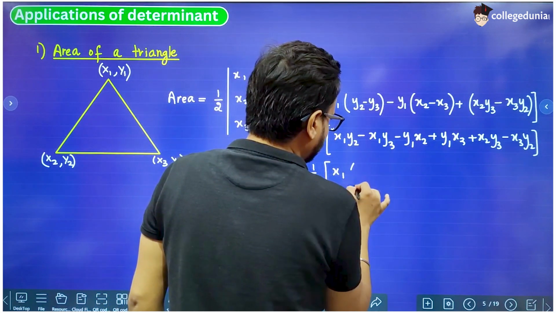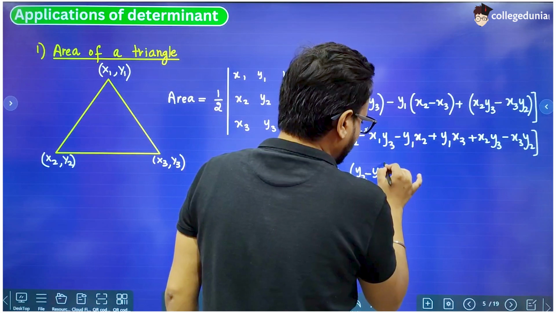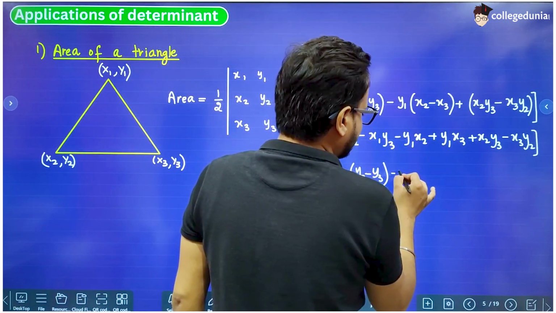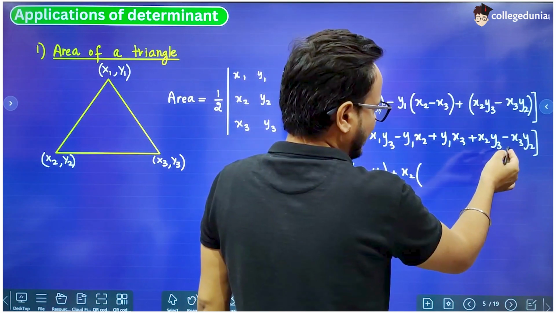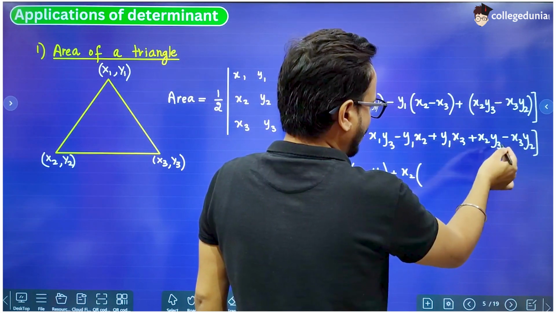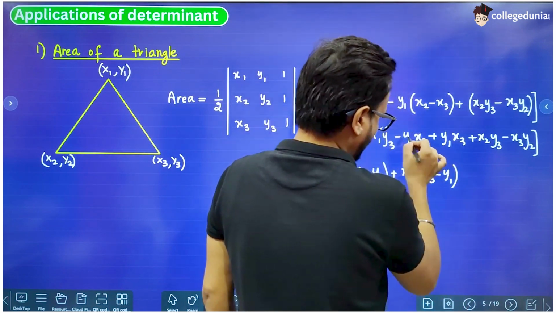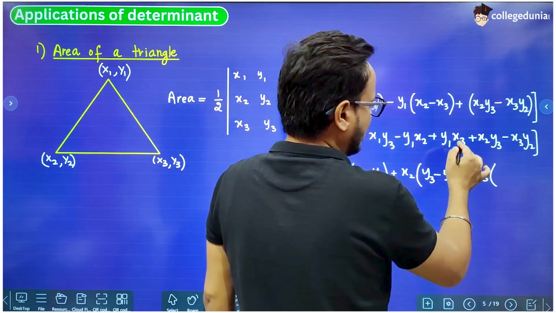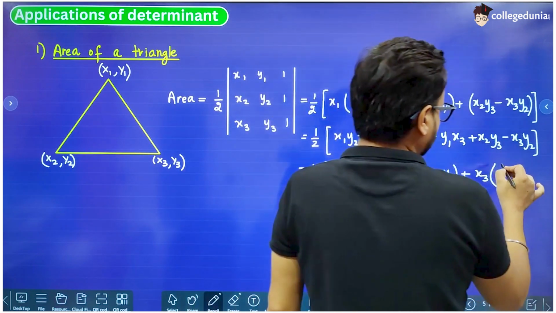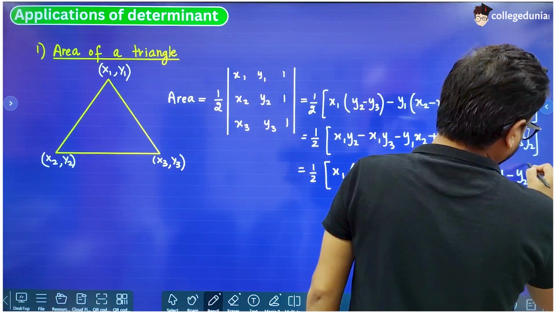Where did x1 common come from? Okay, these two had x1 common, so we should not have multiplied this, plus x2 common. Where is x2 common? y3 minus y1, plus take x3 common, x3 is y1 minus y2.